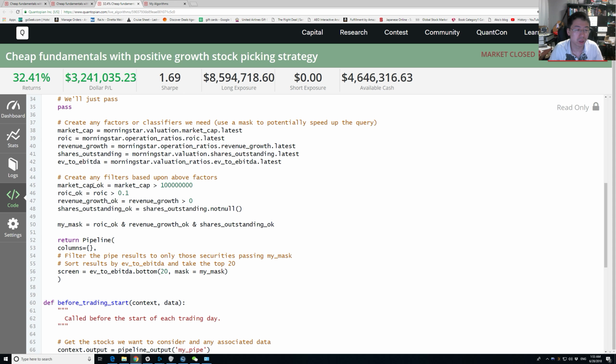Okay, so what we do here is we're saying if the market cap is greater than 100 million, and ROIC is greater than 10%, and revenue growth is more than 0, so the revenue is growing, and shares outstanding is not null. So basically, you can buy shares. So in here, the most important two are these two. Market cap is to ensure there's some liquidity.